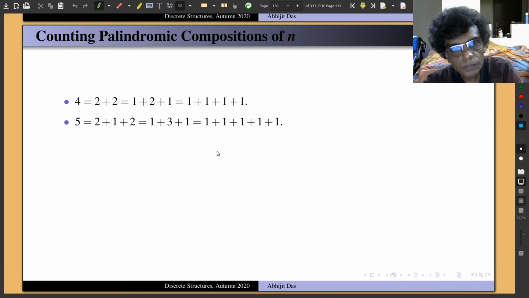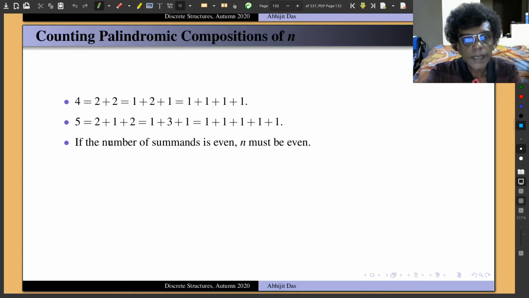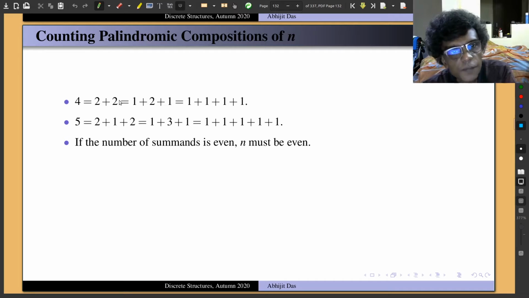Before doing that, let us look at some properties. Since we are talking about palindromic compositions, if the number of summands is even, something like this, n has to be even, because this sum must be the same. Only I have written this in the reverse order. Therefore, if the number of summands is even, n must be even. Or if I make a contraposition, if n is odd, the number of summands must be odd. Right. The second observation is that this is not an if and only if, because for example 4 may have 3 summands, 4 summands, 2 summands, 1 summand, but 5 can have only 1 or 3 or 5 summands. 4 summands impossible.